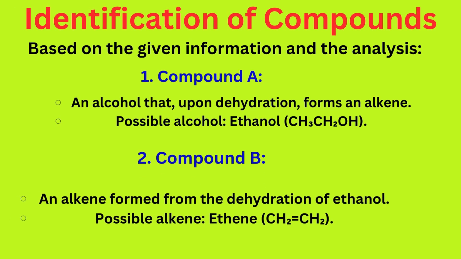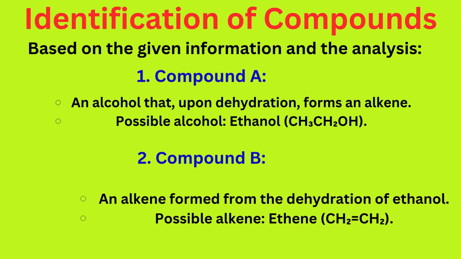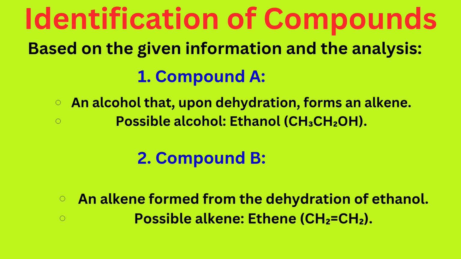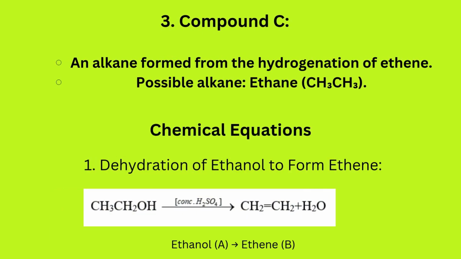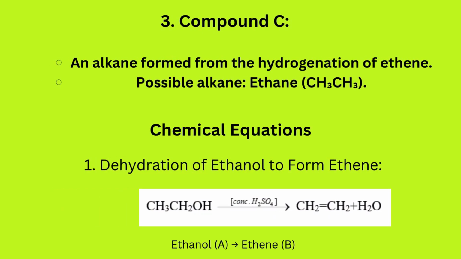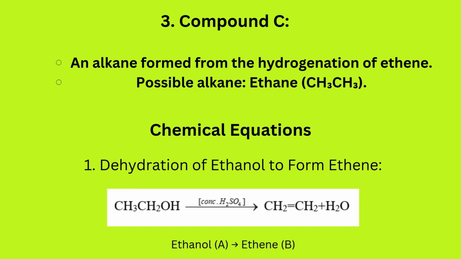Identification of compounds. Based on the given information and the analysis. Compound A. An alcohol that, upon dehydration, forms an alkene. Possible alcohol, ethanol. Compound B. An alkene formed from the dehydration of ethanol. Possible alkene, ethene. Compound C. An alkane formed from the hydrogenation of ethene. Possible alkane, ethane, CH3CH3.